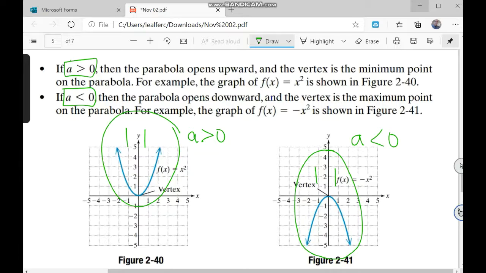Okay? You can remember this by looking at the face. Happy face, a greater than 0, and sad face, a less than 0. Positive here, negative here. Cool? Questions so far? Any questions?